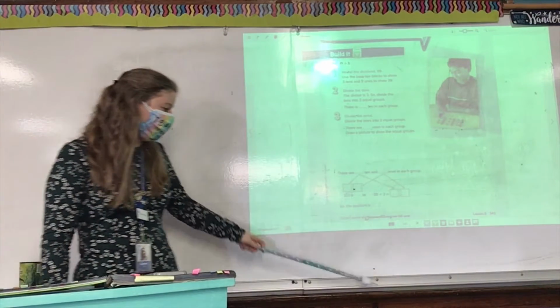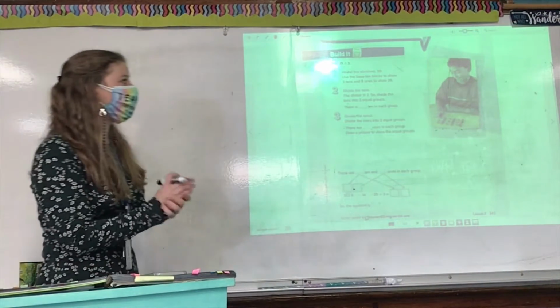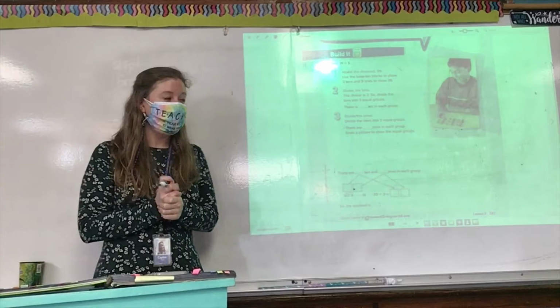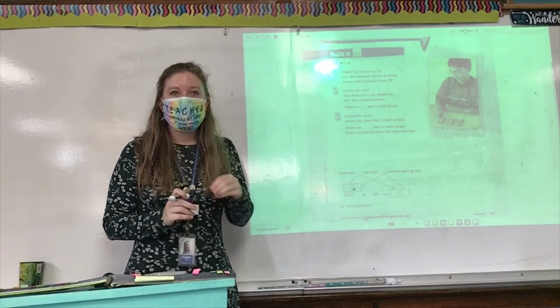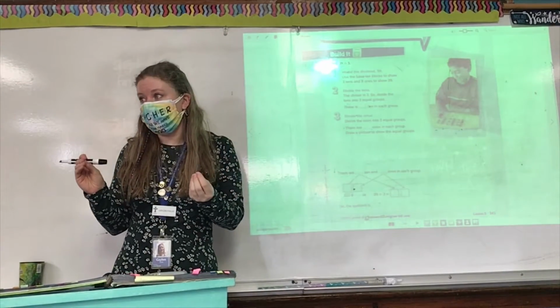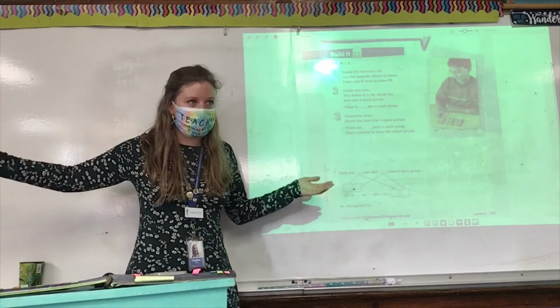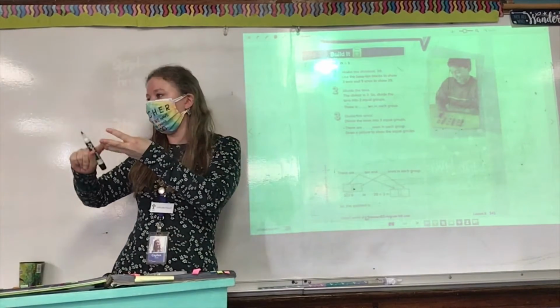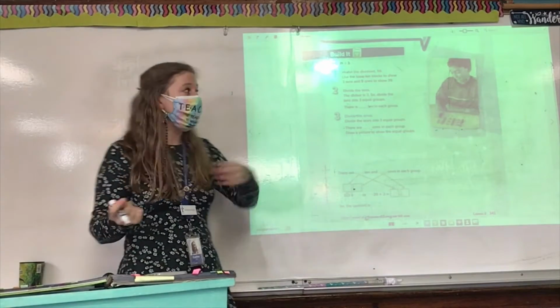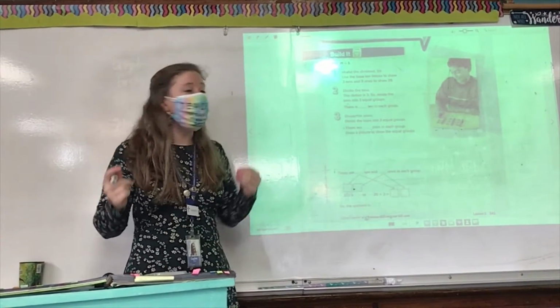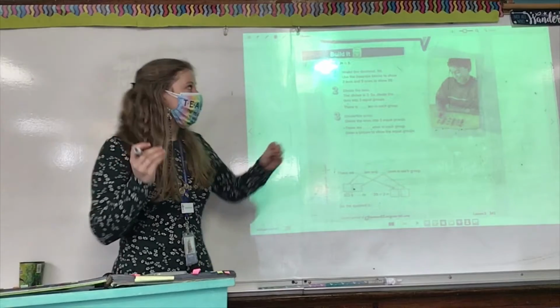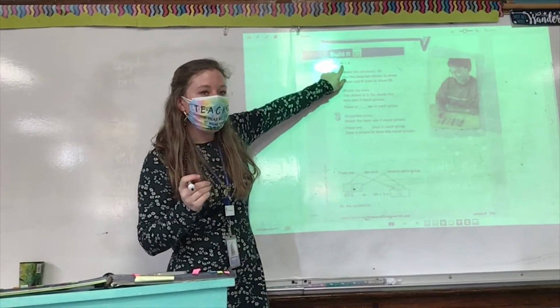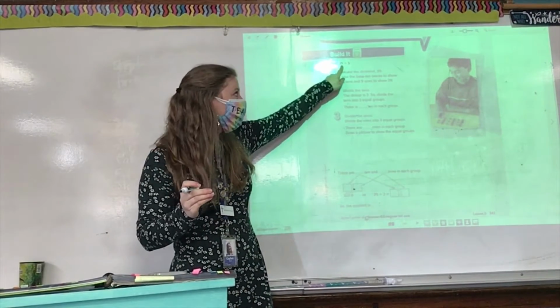Our problem is, find 39 divided by 3. Well, step 1 in modeling division with base 10 blocks is exactly the same as step 1 when we model addition, subtraction, or multiplication with base 10 blocks. We start by drawing the model. In this case, we start with the dividend. So we need to model the dividend.